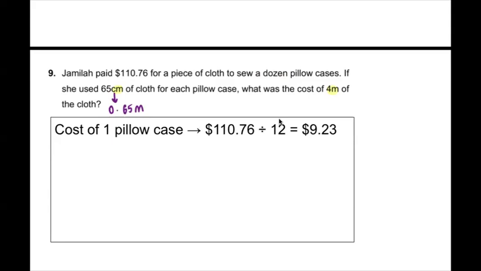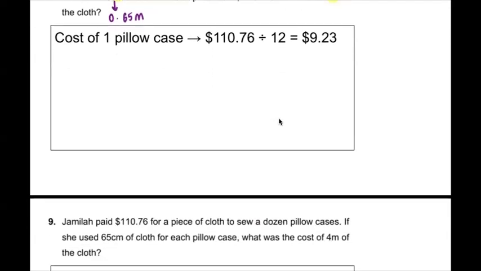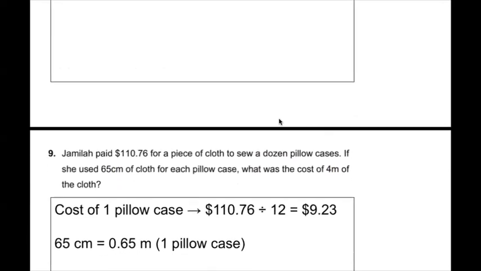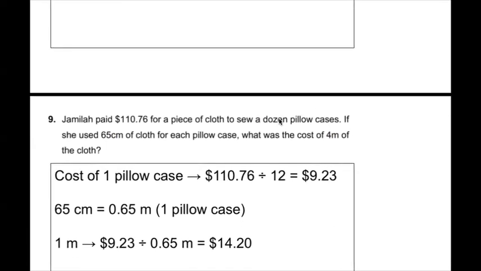Now, so how do you find 1 meter? So what you can do is you can take $9.23 divided by 0.65 meters. Okay, so we have established one pillowcase is 0.65. So to find 1 meter, you'll take $9.23 divided by 0.65 meters, which when you use your calculator would give you $14.20.